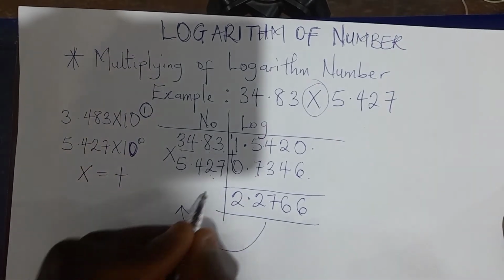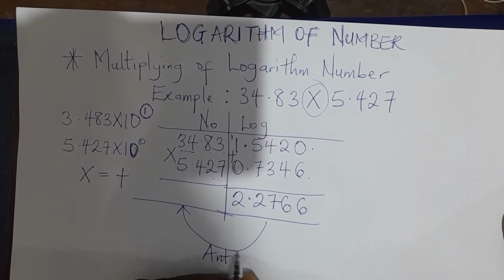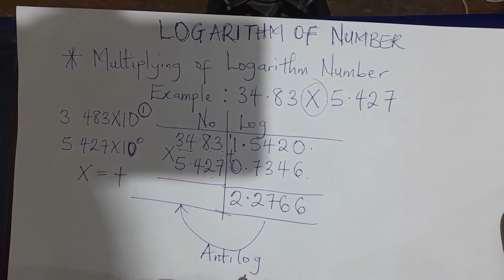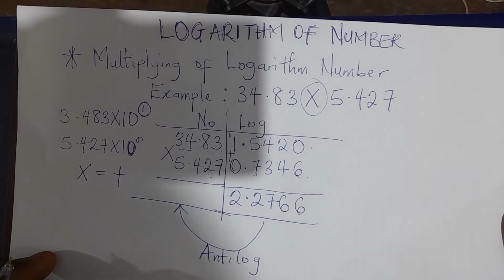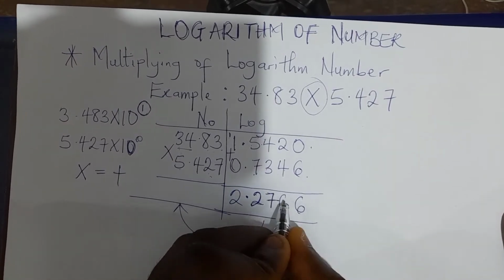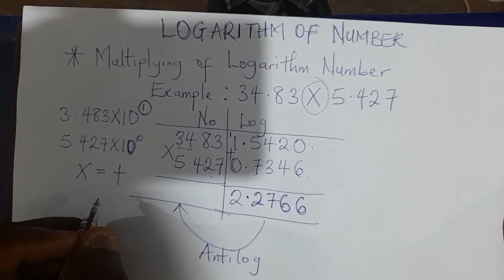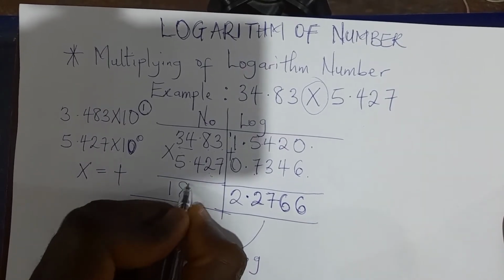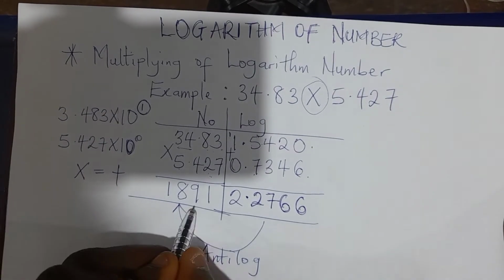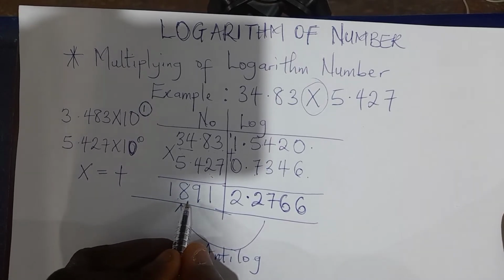Now this is it. So you're meant to find the antilog. You're looking for the antilog now. Now looking for the antilog, what will you be looking for? You'll be looking for 0.27 under 6 difference 6. And this gives you 1891.